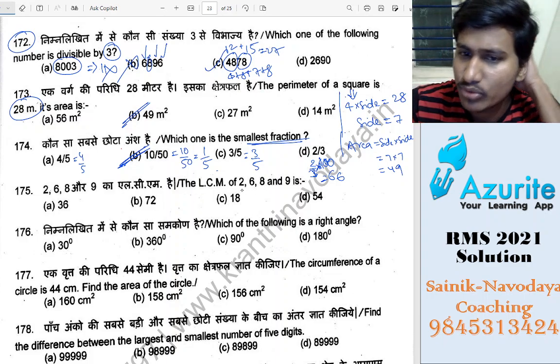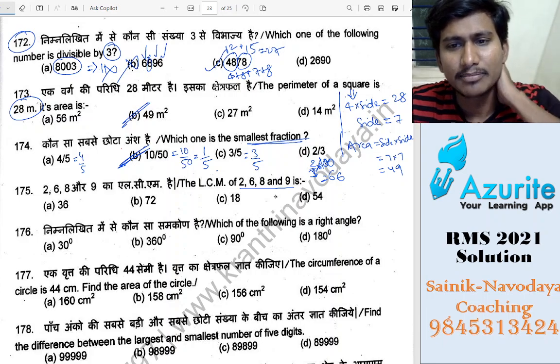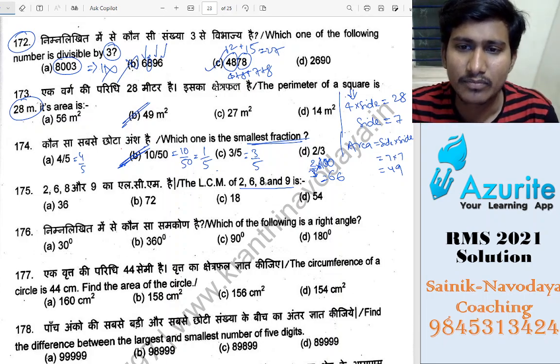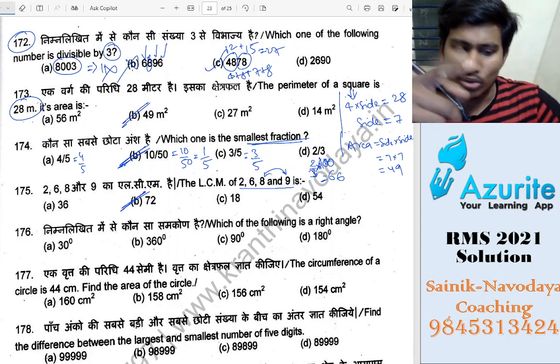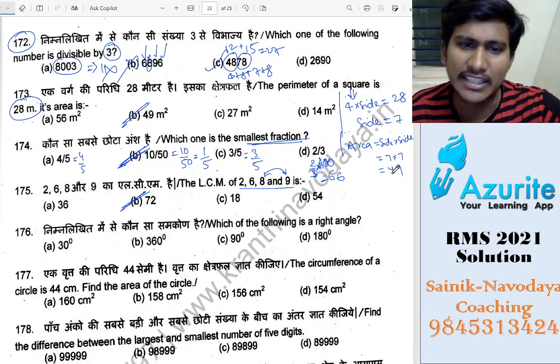Next, LCM of 2, 6, 8 and 9. What will be the answer? 8 nines are how much? 72. 72 is the answer, option B. You know how to find the answer, you find it. You will get 72.